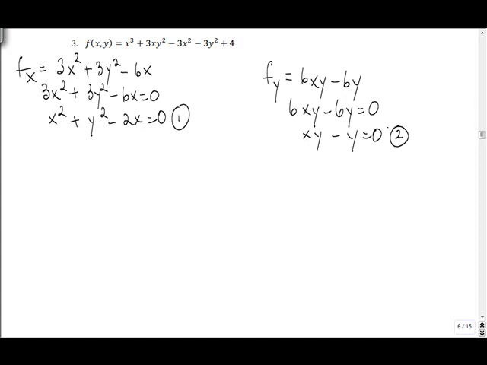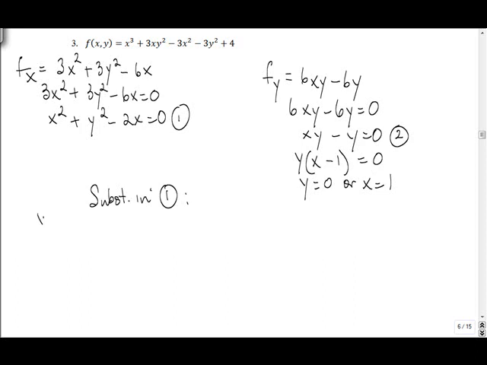If there's any of these two equations you can work with first, do that. You can solve. This we can solve. Why? We can factor out the y, and we have y times (x minus 1) is 0. So this tells us that y is 0 or x is 1. So substitute into 1 now.